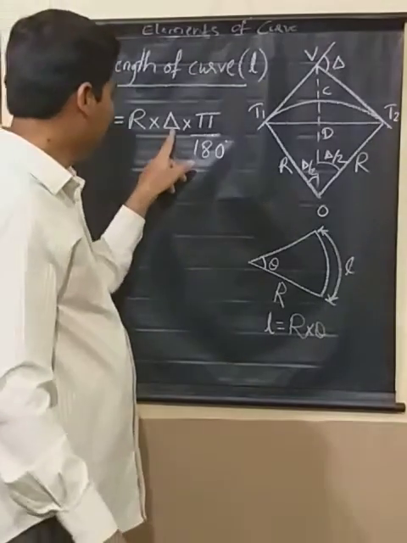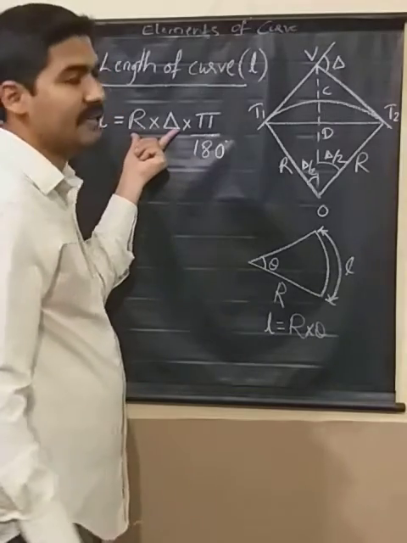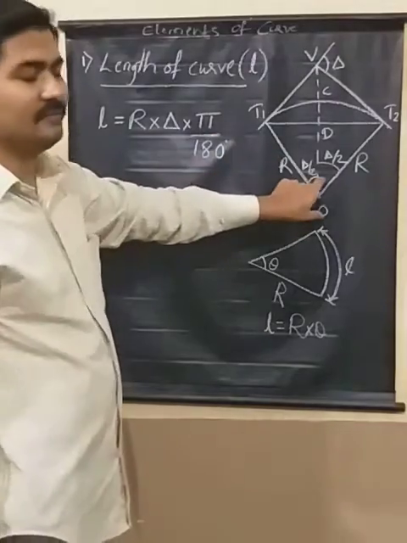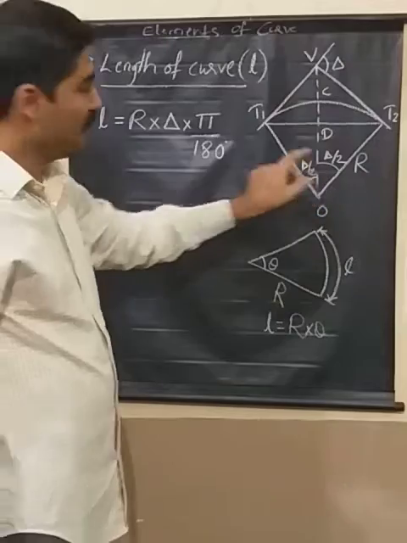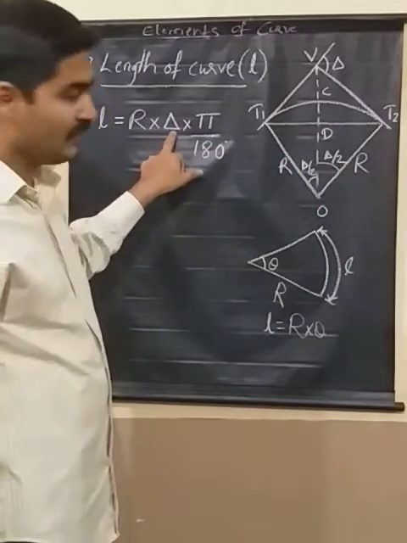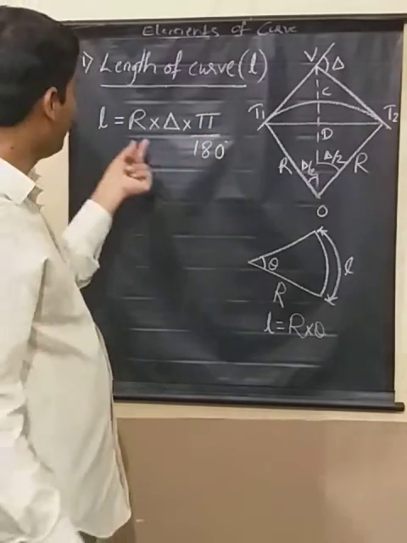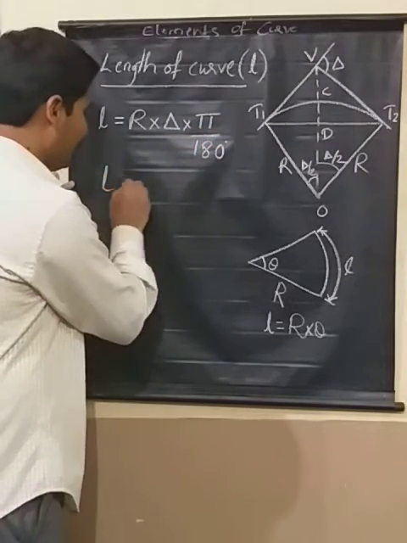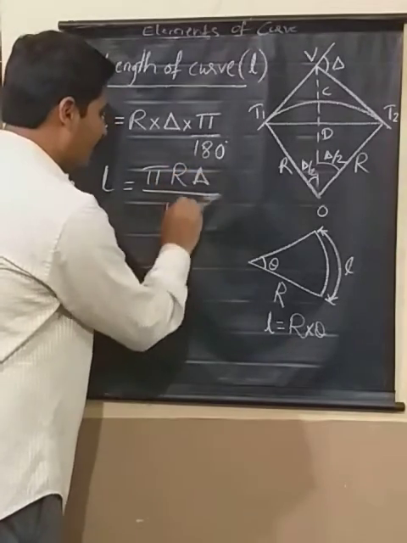Understood? So if delta is in terms of radians, then I can directly write it as r into delta. Since delta here is in terms of degrees, I need to convert it into radians by multiplying it by pi divided by 180. So this becomes r delta pi by 180. So I can write this as L equals pi r delta by 180.